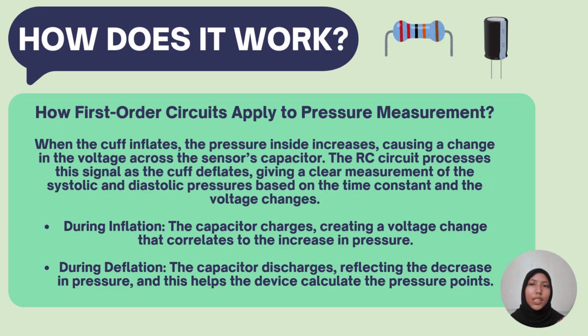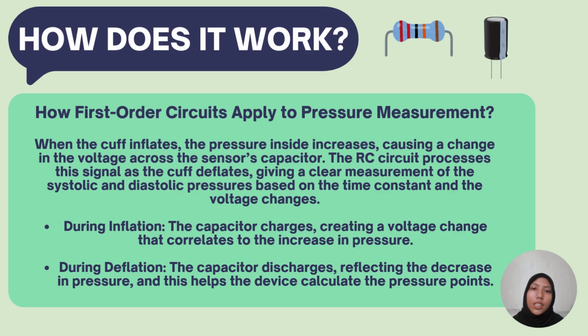So the next one is how first order circuits apply to pressure measurement. When the cuff inflates, the pressure inside increases, causing a change in voltage across the sensor's capacitor. The RC circuit then processes the signal as the cuff deflates, giving a clear measurement of the systolic and diastolic pressure based on time constant and the voltage changes.